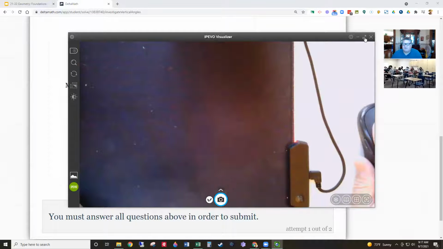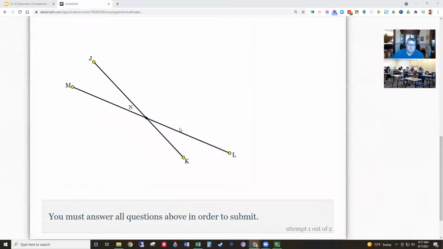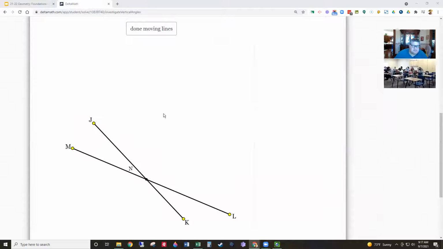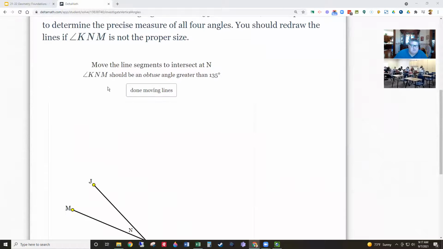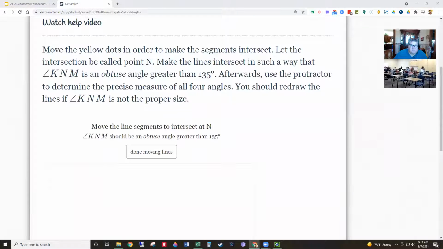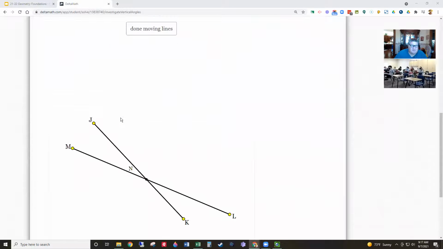But why is it that Mr. Moore makes you write down all of your work and draw all the pictures? Because you got to be able to visualize it. So bigger than 135. Afterwards, use the protractor to determine the precise measurement of all the angles. You should draw lines if K and M are not the proper size.